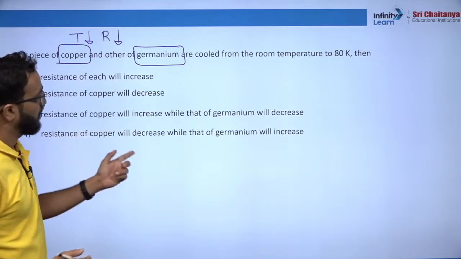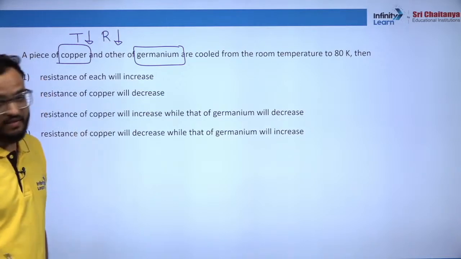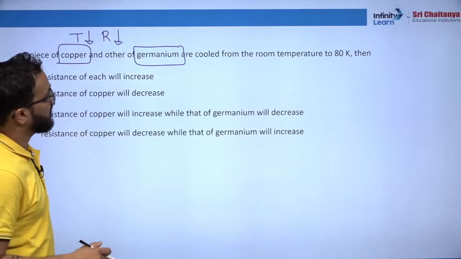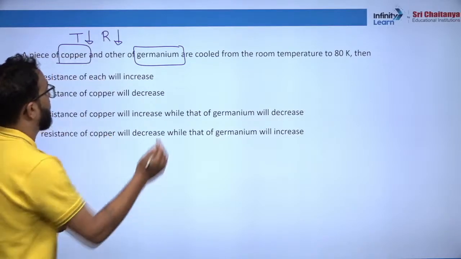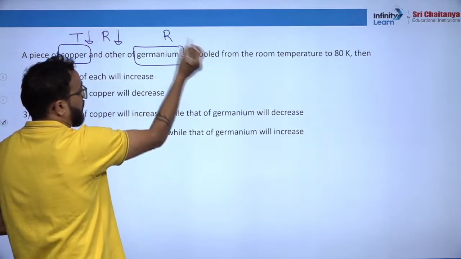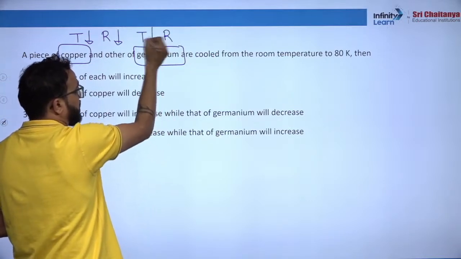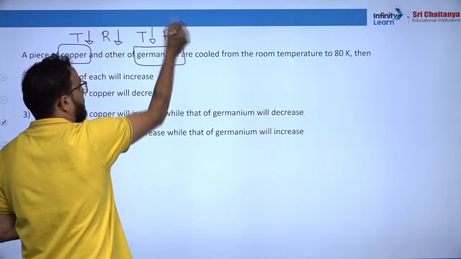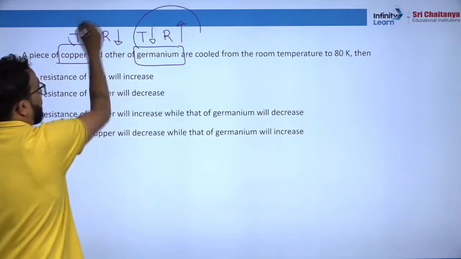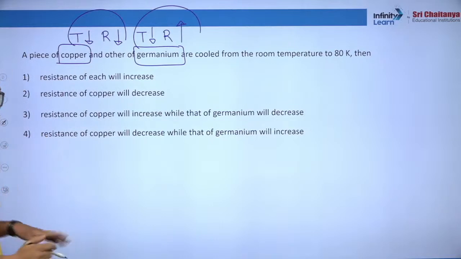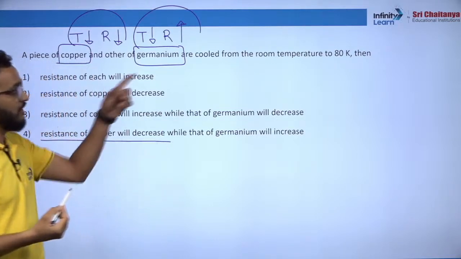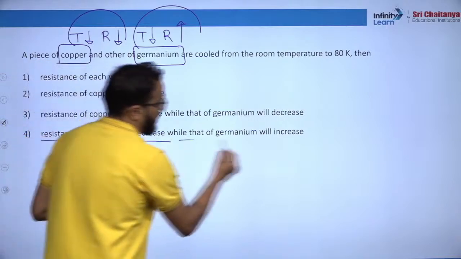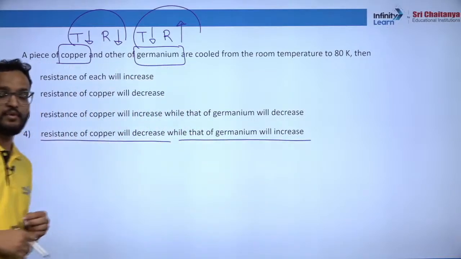Yes. Okay. So in germanium, if you increase the temperature, the resistance will fall. If you lower the temperature, resistance will increase here. In semiconductors things are different. In conductors the things are different, right? So which option is correct? Resistance of copper will decrease if you cool down and germanium will increase. Did you understand?